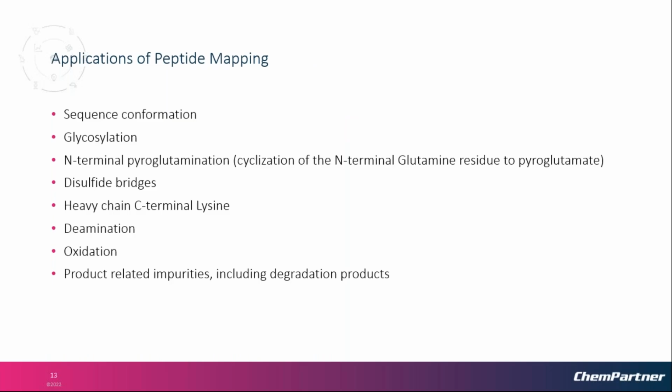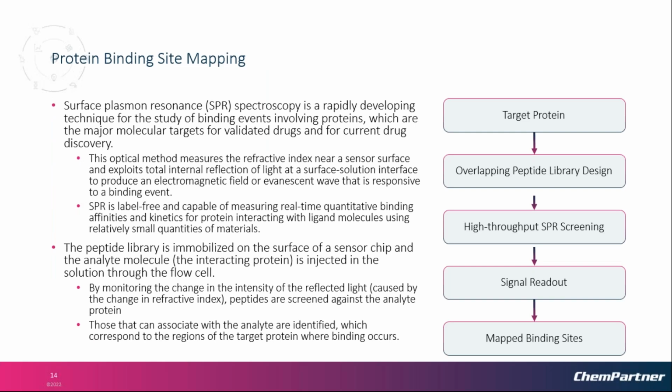The peptide mapping applications are usually for sequence confirmation, glycosylation, terminal modification, disulfide bridges, heavy chains, C-terminal lysine, deamidation, and oxidation. Based on the sequence of the target protein, overlapping peptides will be synthesized as 15 or 12-mers, which cover the full sequence of our protein.